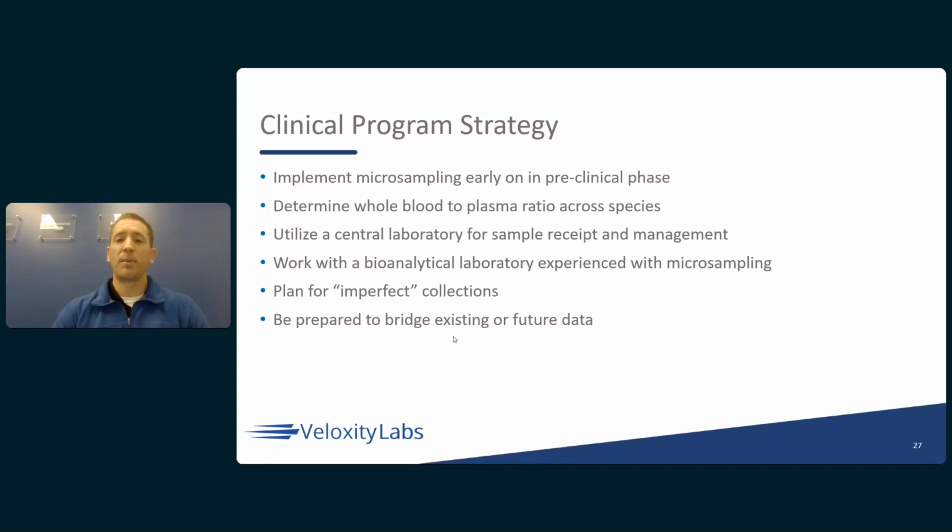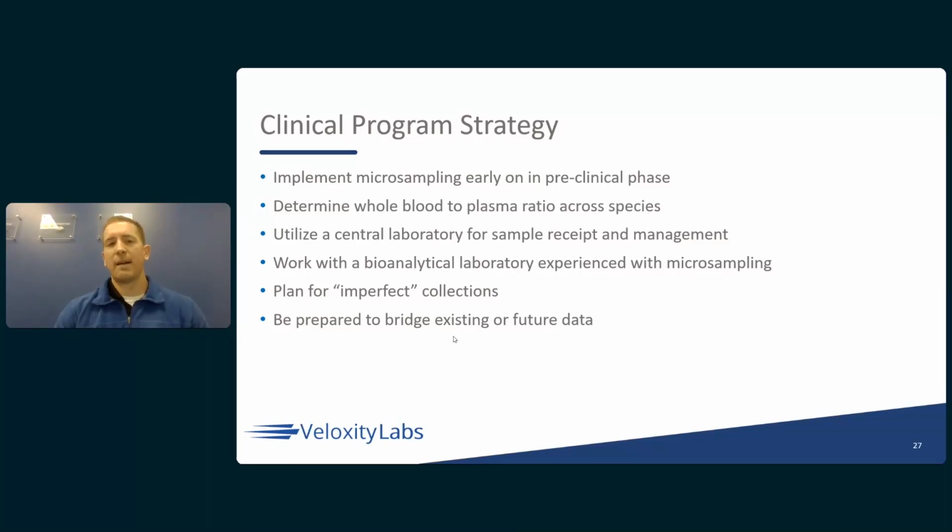Also determine the whole blood to plasma ratio in vitro across multiple species. That way you can scale and bridge appropriately across the different study types that you decide to do. I would also highly recommend using a central lab. There's going to be some discrepancies, some samples that aren't filled appropriately, things like that. And there's going to be spurious shipments and things.